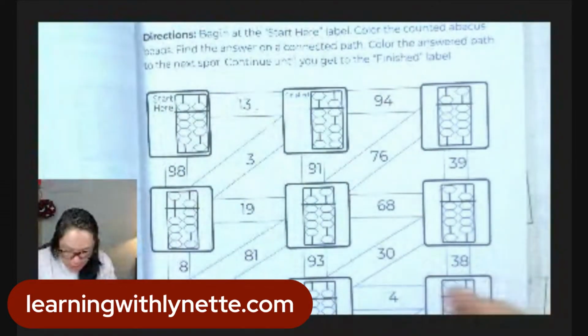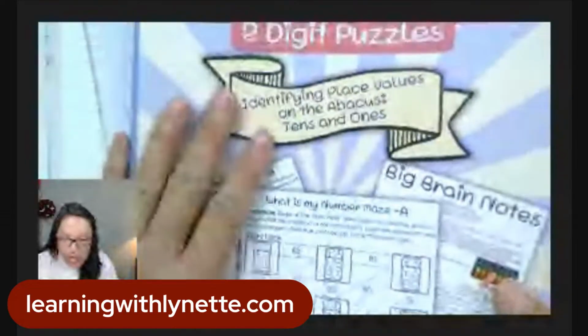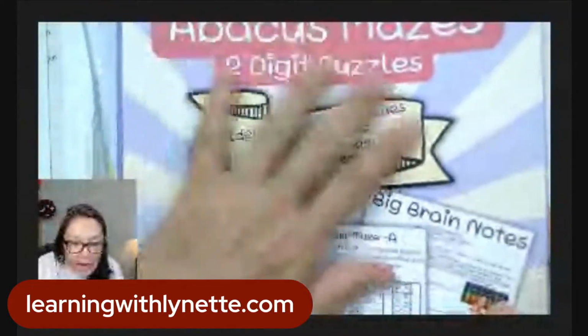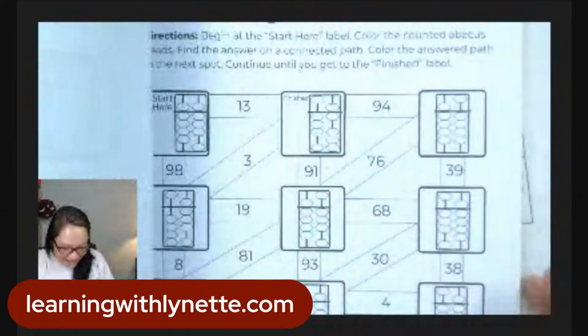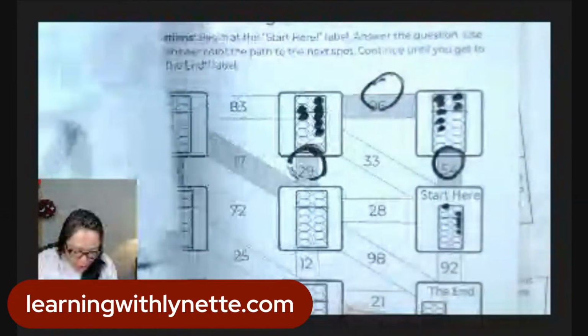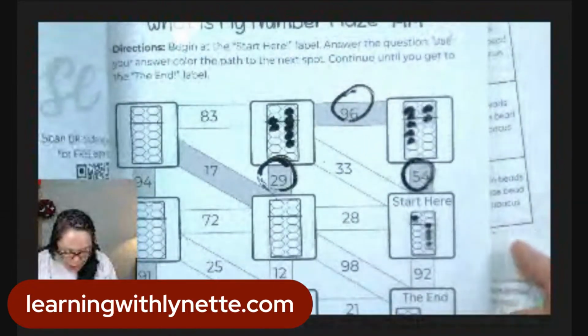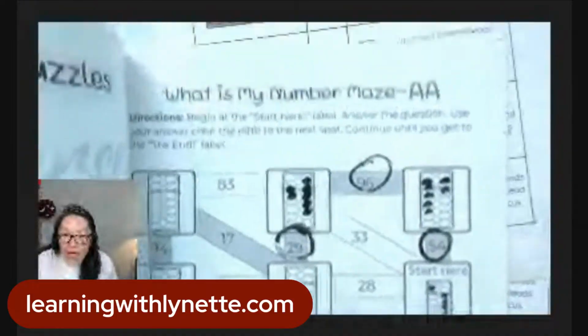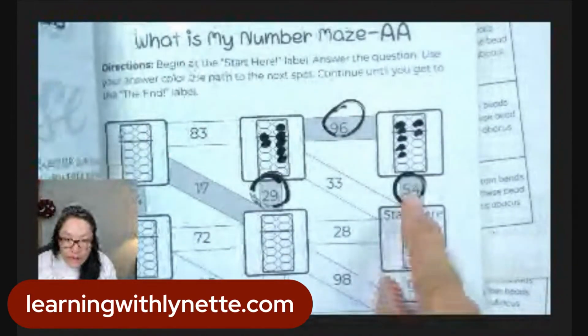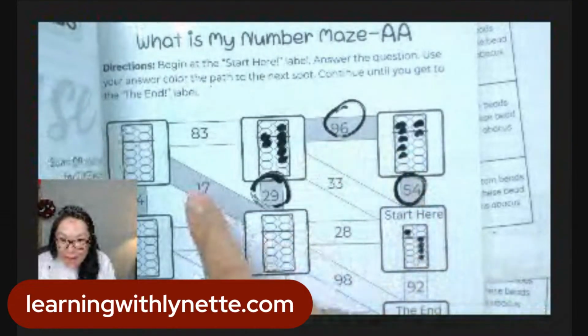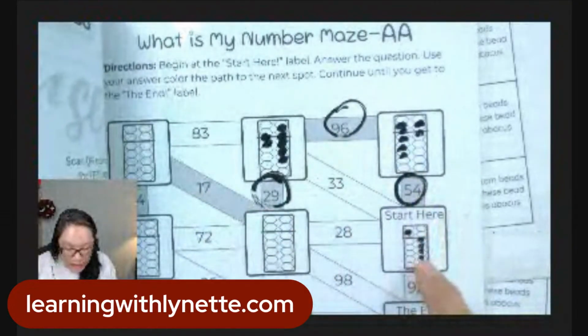So what's next? Well, this is my book. I made this book, for those of you who haven't made it to the arithmetic yet. Let's see if we can go to arithmetic. But the first thing we're going to do is understand my reverse maze. This reverse maze means that we're going to start here, and I give you the number and the path. So all you have to do is color in the beads.